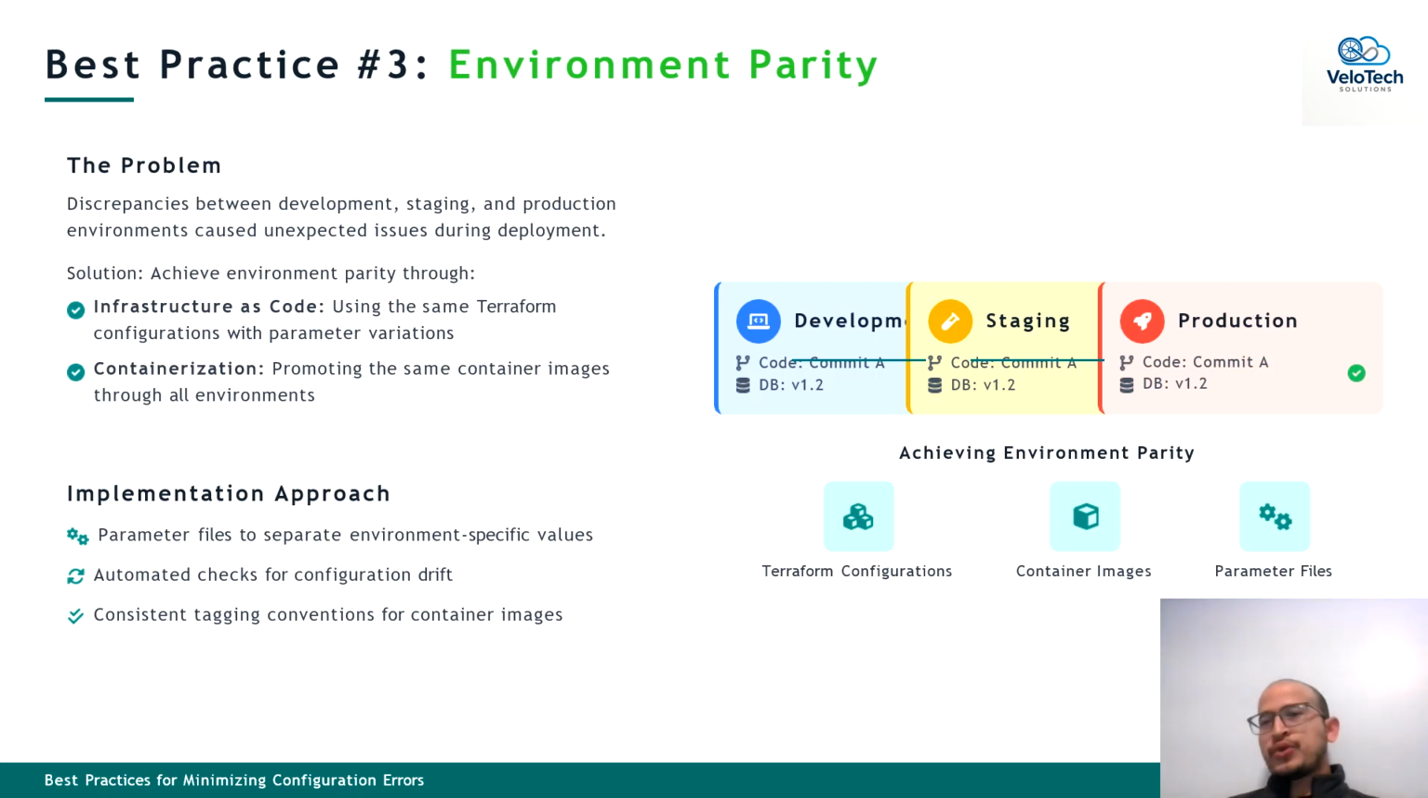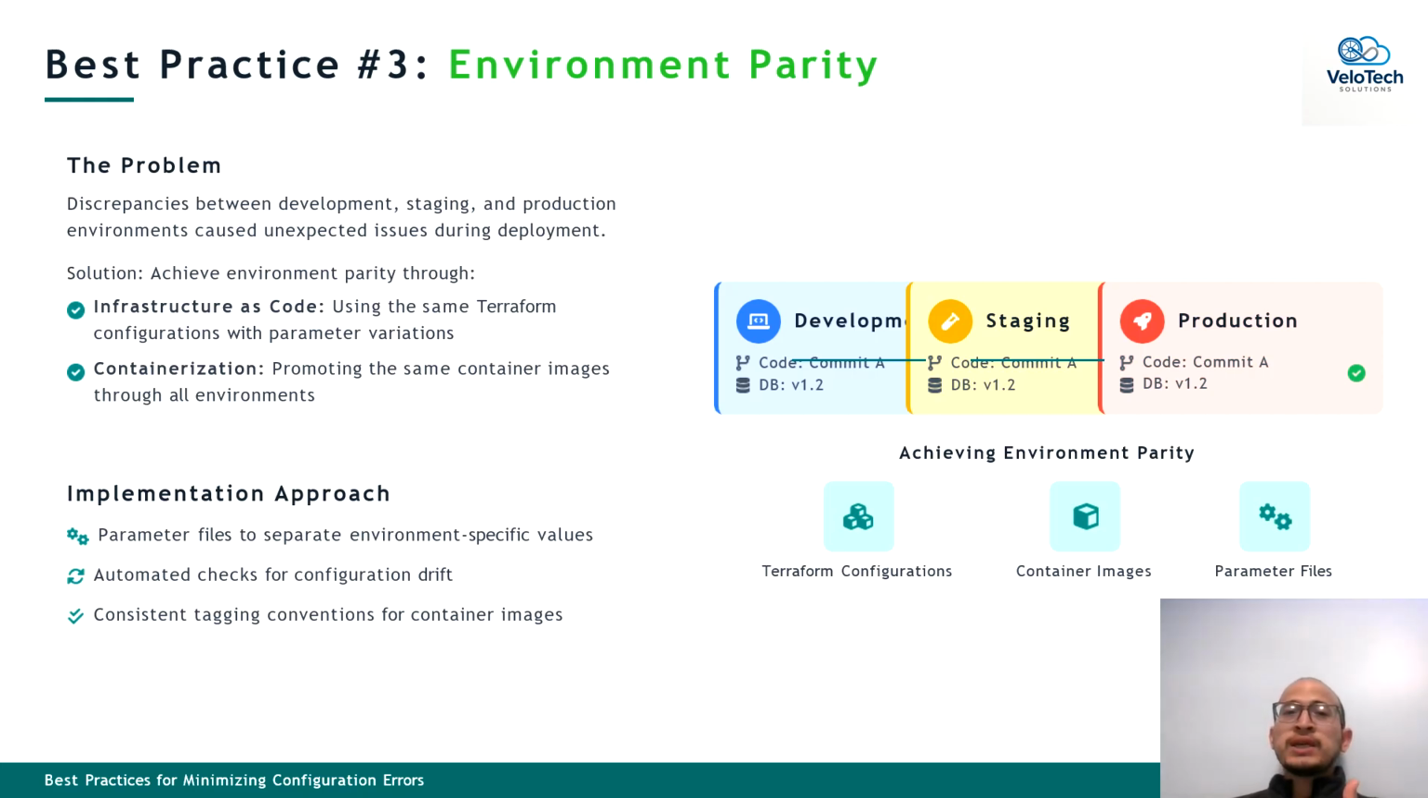Best practice number three builds directly on the previous two: environmental parity. The problem was clear. Discrepancies between development, staging, and production environments were causing unexpected issues during deployment. Code that worked perfectly in development would fail in production because the environments were configured differently. Their solution was to achieve true environment parity through three mechanisms.